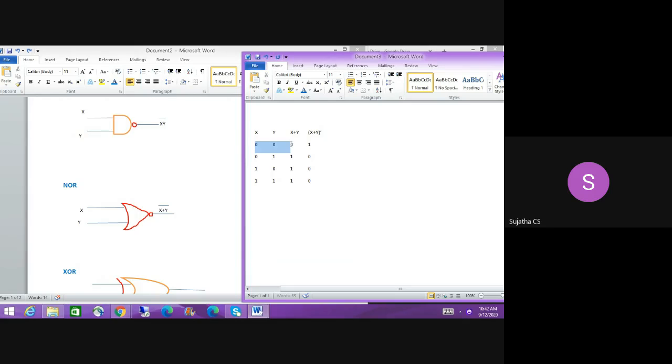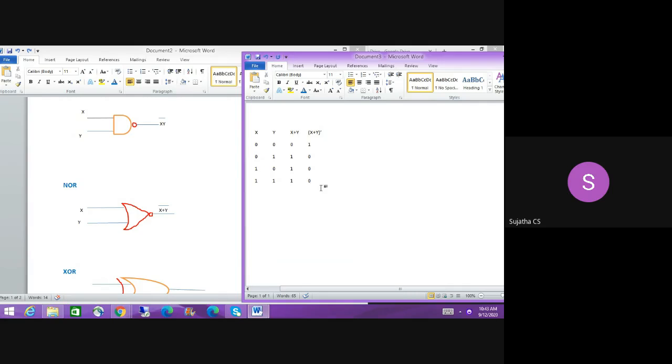So if you are using three inputs or four inputs, all the inputs, x, y, z, or a, b, however many inputs, it doesn't matter, everything should be low, then only you will get the high result. Otherwise, with a combination of high and low, you will get only the low result. Okay, so that is a NOR gate.